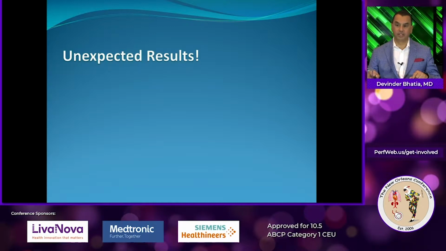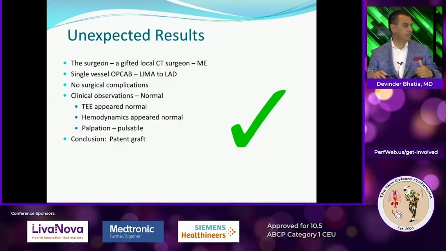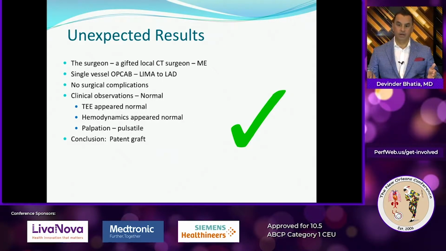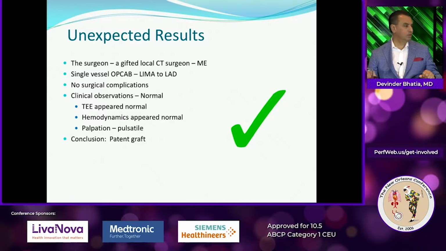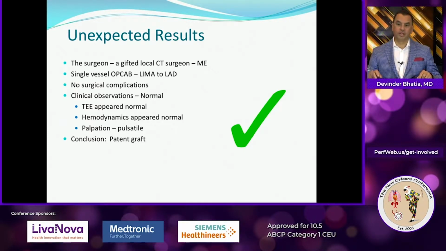Let's talk about a little unexpected results. So this is one that was actually local. There was a patient who was operated on by a very gifted cardiac surgeon right here in Houston. It was me. And had a single vessel mammary to LAD. Case went so pure and perfect. Great pulse in the mammary artery. Clinical observations were normal. The patient had no changes in hemodynamics. The TEE appeared normal. The anterior wall was moving fine.